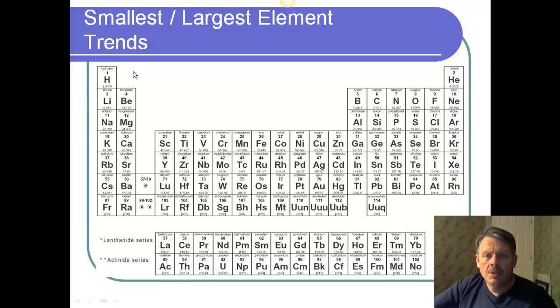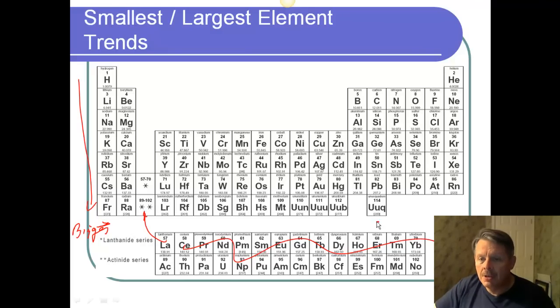All right. Well, we know that as we go down, we get bigger. So if I look down here, we have to ignore this. Remember, these guys fit up in here, so we're just going to ignore them. Your biggest one has to be down here at the bottom. So it could be francium, or it could be something down here like this guy or whatever the missing guy is down here. Could be. But what about as we go across the periods?